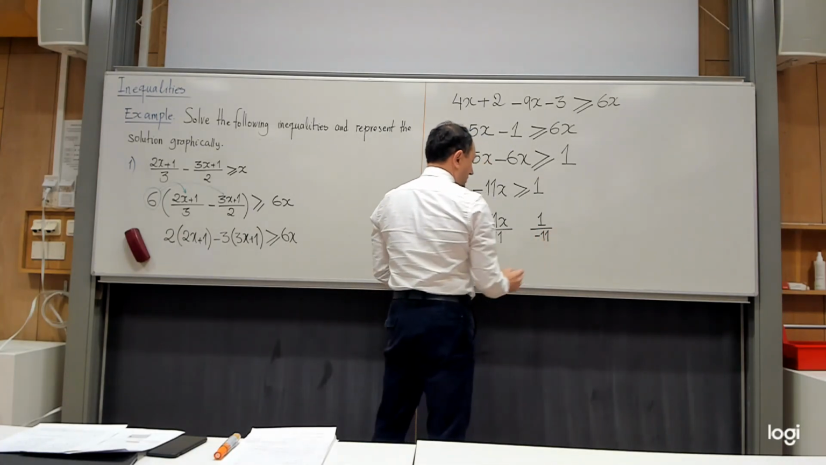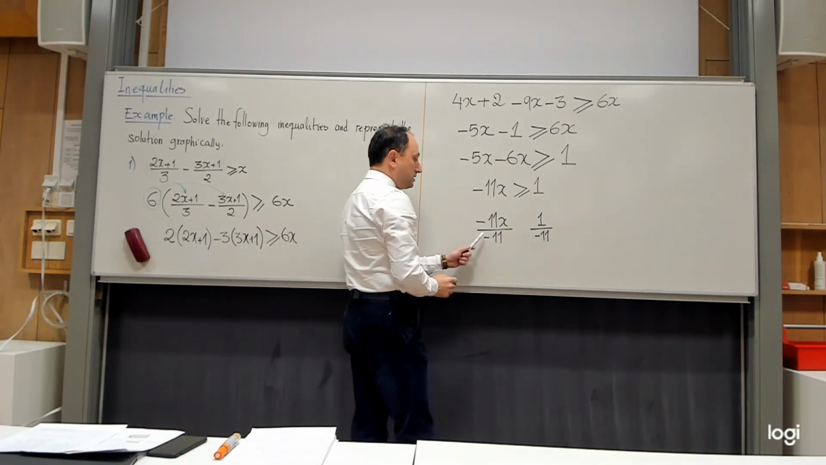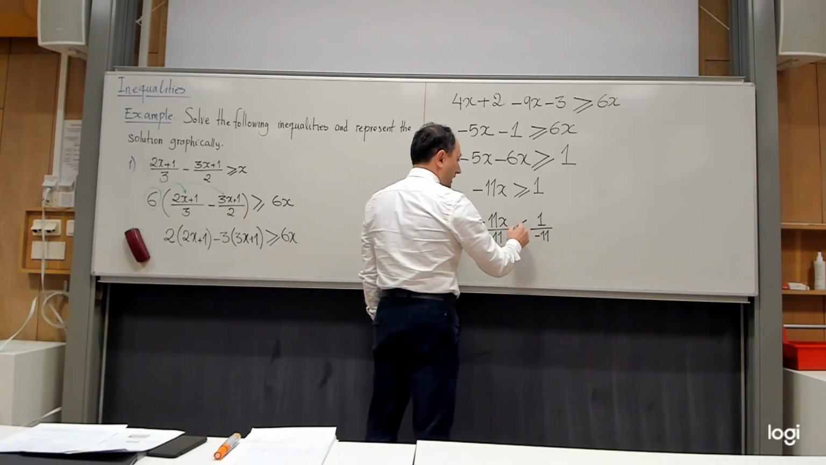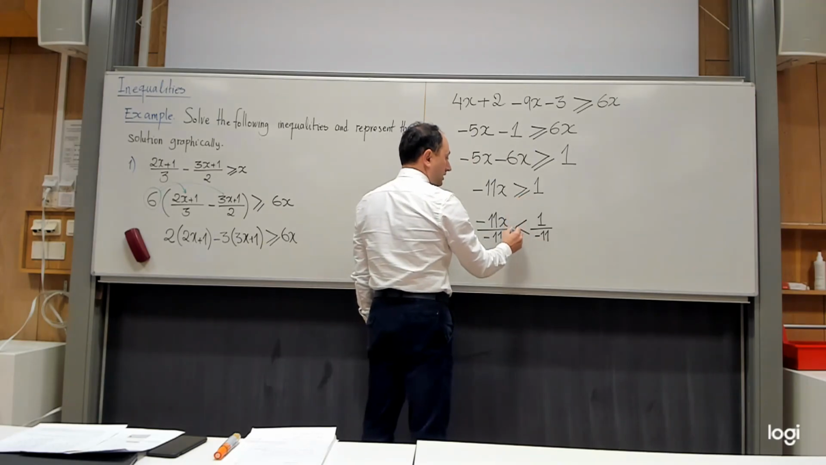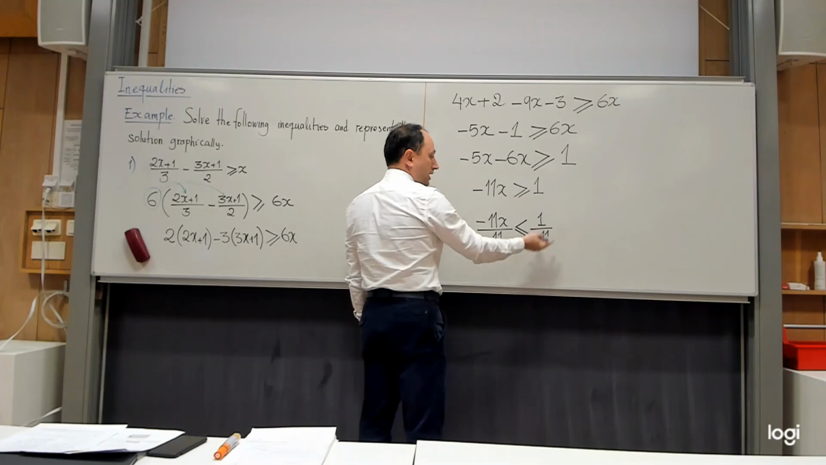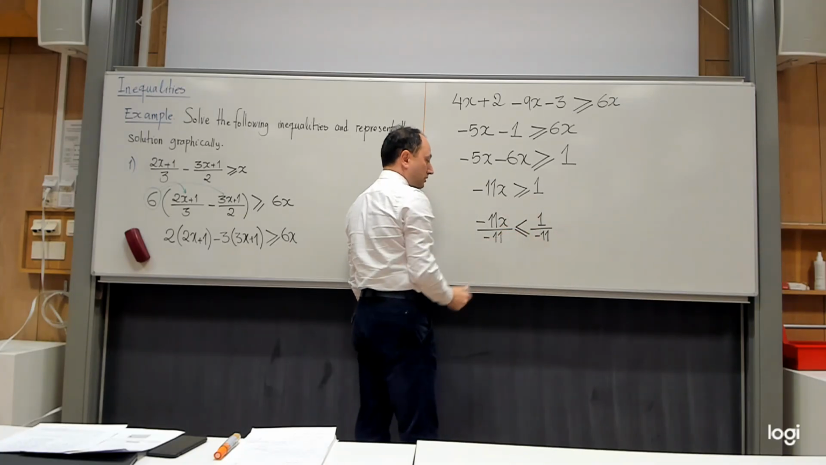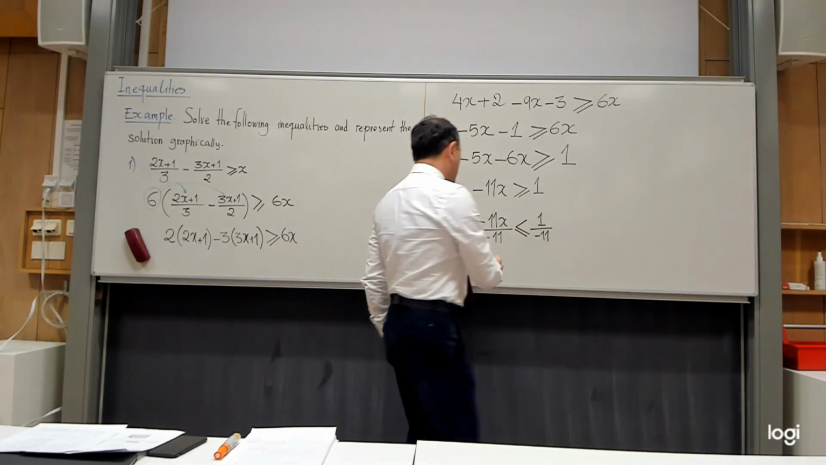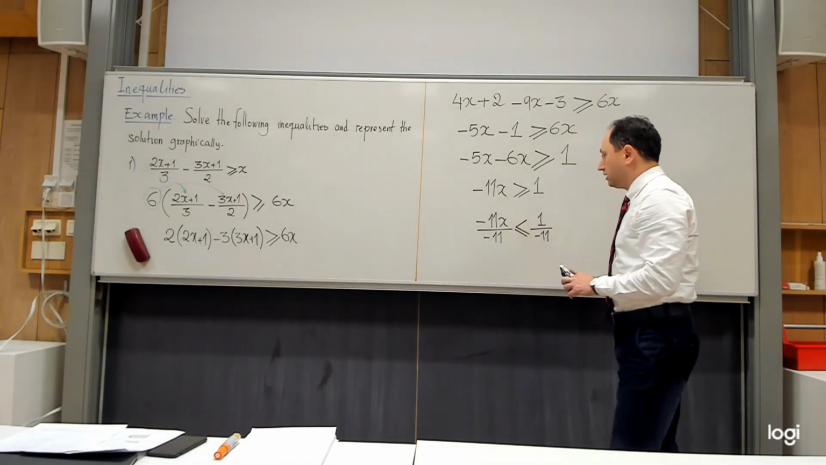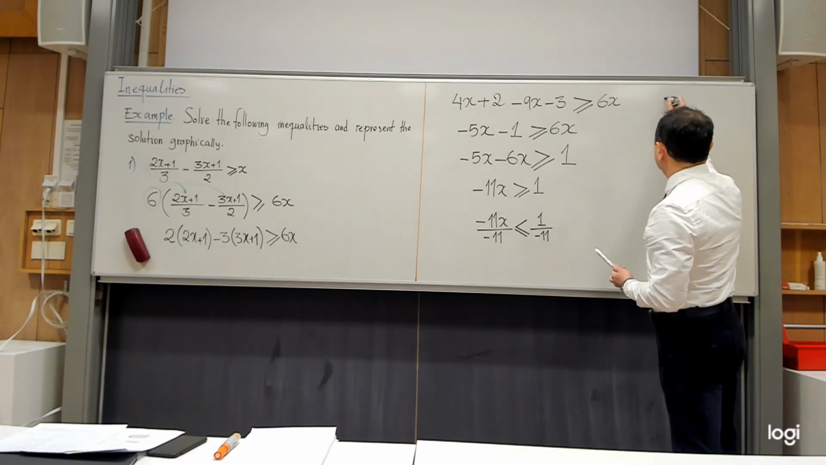But because I am dividing by a negative number to make x alone, the only thing that I have to be careful, I have to change the direction of this sign. The direction of this sign is the greater than or equal to, so I have to write it as less than or equal to. And the rest of it, this minus 11 and that minus 11 are totally gone, so I really have x alone.